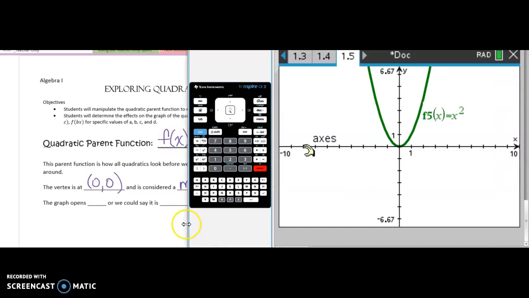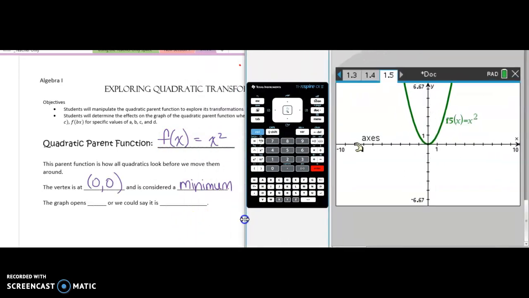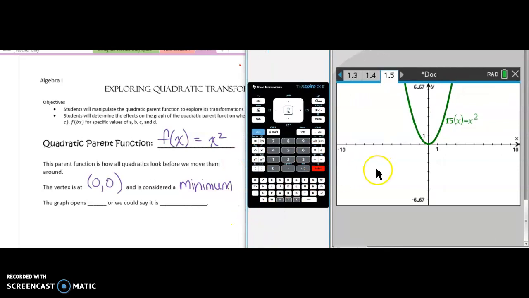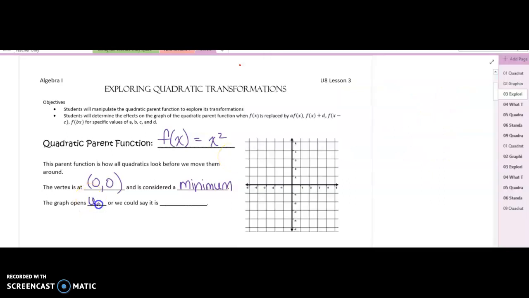Let me pull this up and make this a little bit smaller here. I'll sketch that on the other graph in just a second. The graph opens upward, or we could say it is positive. It's a positive parabola, it opens upward, and it looks something like this. Okay, that is the parent function.